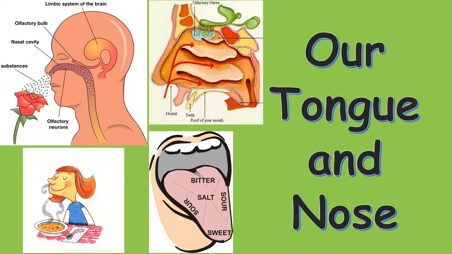The tip of the tongue right here is where you can taste sweet things like sweet biscuit. Okay? That's how you taste sweet things, on the tip of your tongue. And then on the two sides of your tongue, you can taste sour things. Here in the middle, you can taste salty things, things with salt in it. And at the back of your tongue, you can taste bitter things.